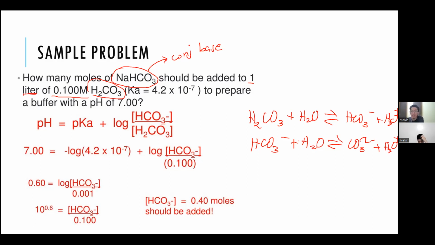But usually what happens with carbonic acid is it becomes bicarbonate, and then carbon dioxide and water. Basically, you will form your bicarbonate. So the 4.2 times 10 to the negative 7 is associated with what? Whose is that, do you think?